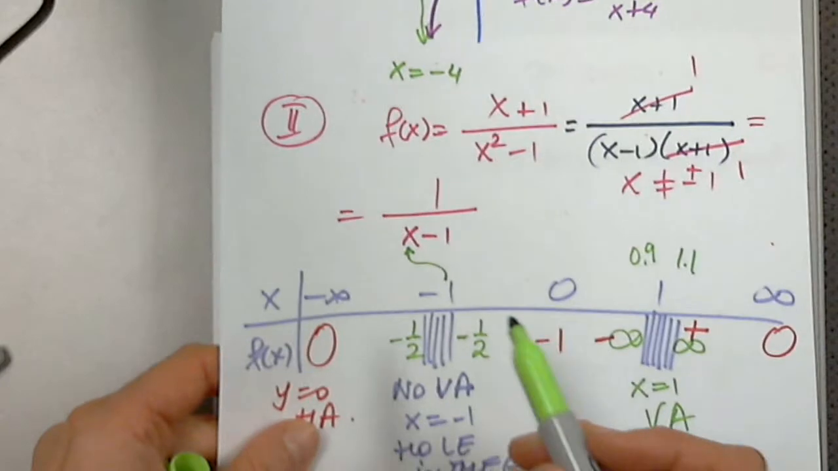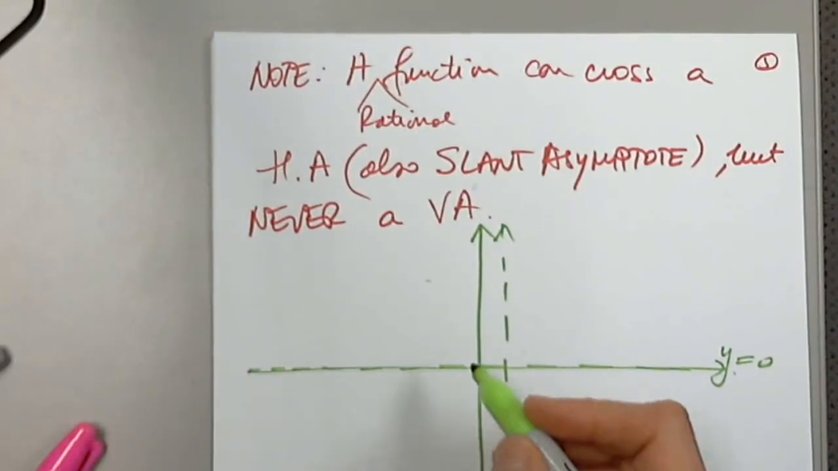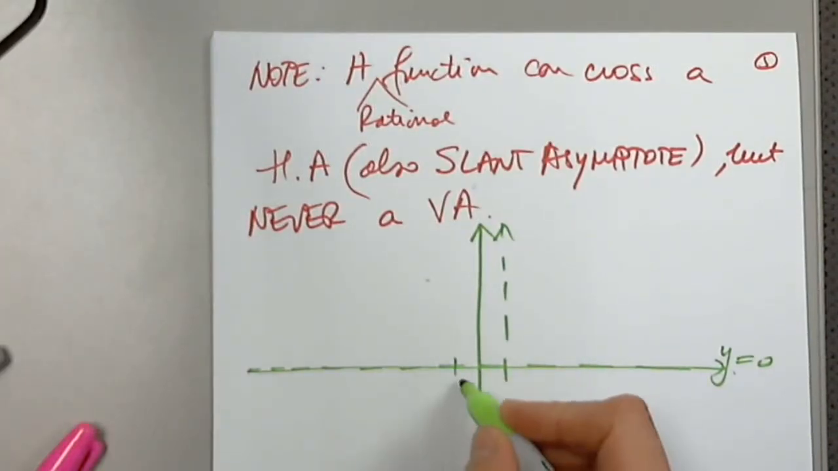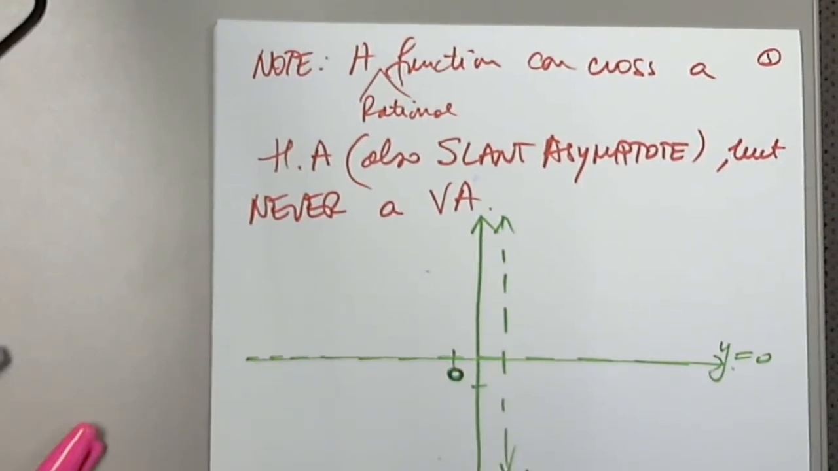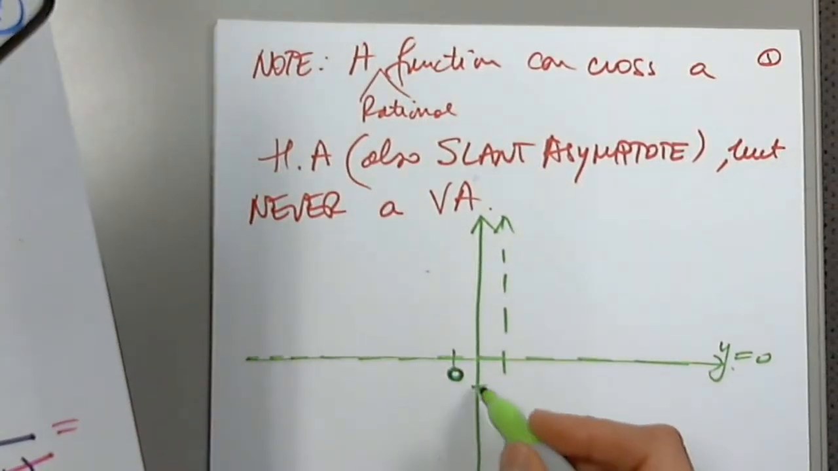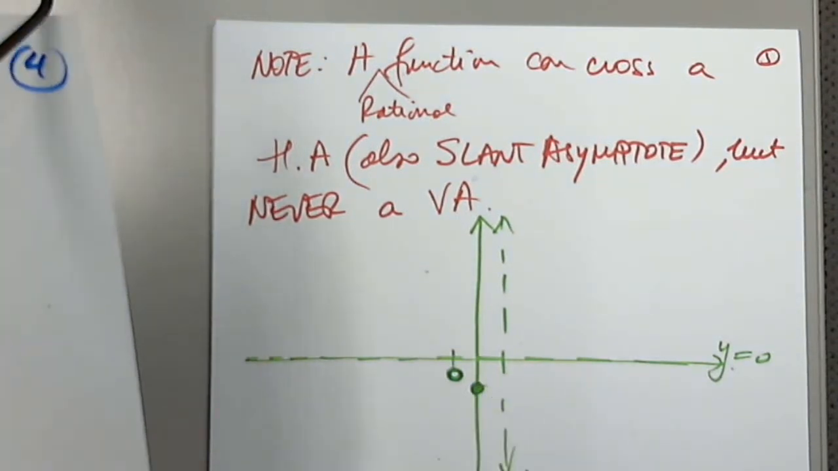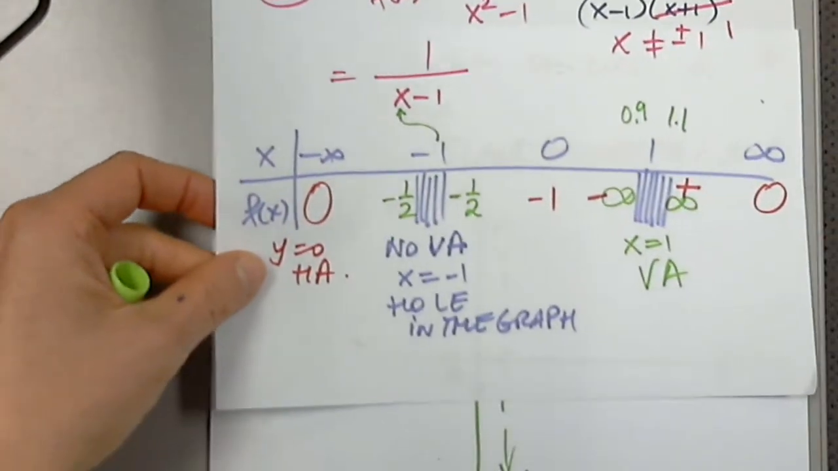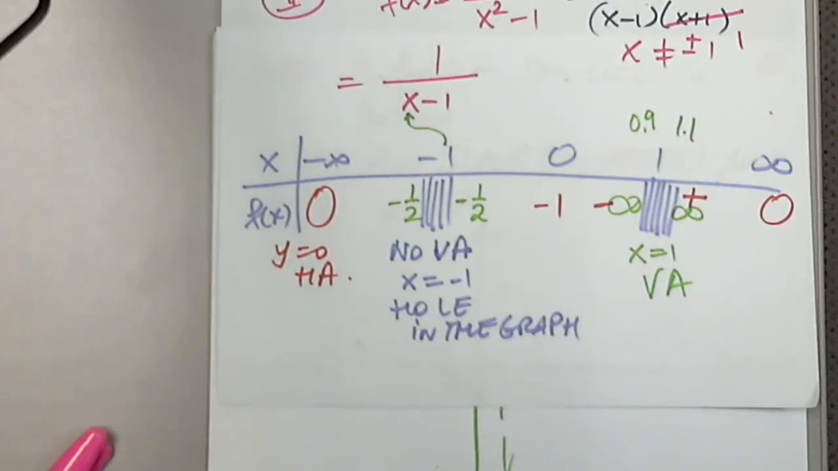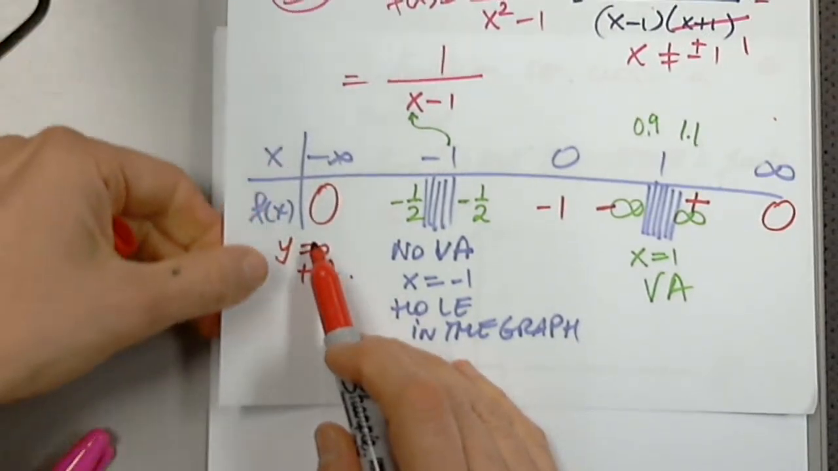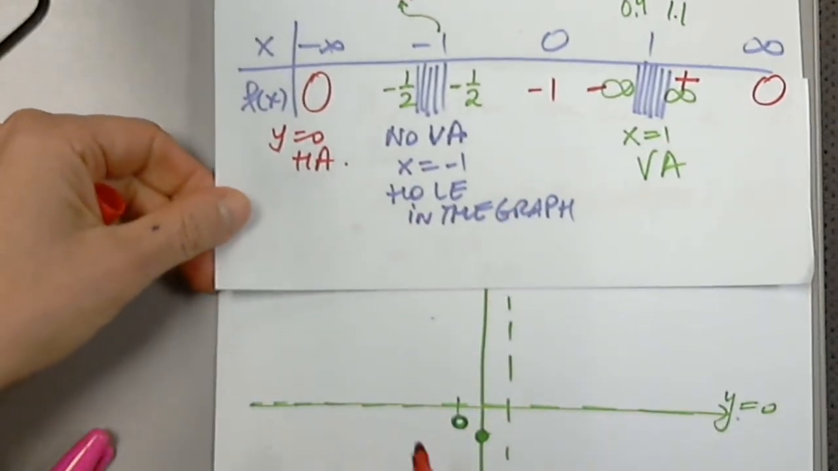And I will plot this point, -1, -1/2. I will also plot this point, 0, -1. And again, I'm back to my chart. From approaching 0 from below, because it doesn't have any x-intercepts.